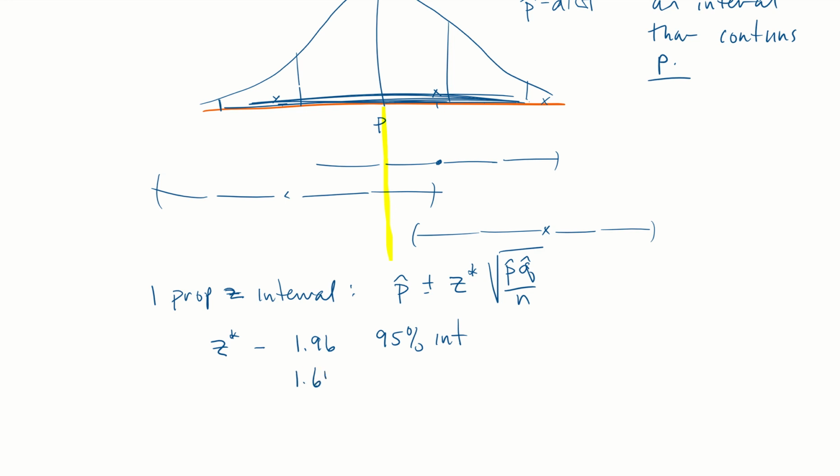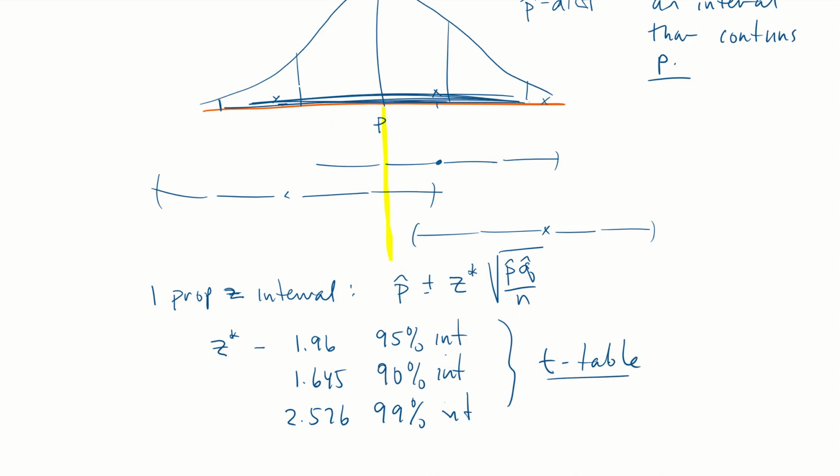It's 1.645 for a 90% interval, and it's 2.576 for a 99% interval. And these are at the bottom of our t-table, as we've done in class. Okay, so here's my 1 prop z interval.